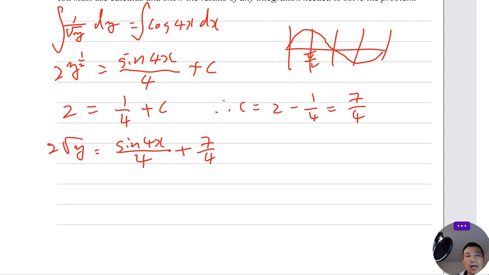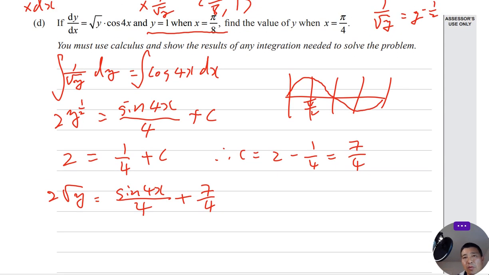Now, finally, we find y when x is pi over 4. So careful, it's not y, it's the square root of y. At the end, we have to work out what y is. So plug pi over 4 into x first, then it makes sine pi. Sine pi is 0, isn't it? So that part becomes 0 plus 7 over 4. So 2 square root of y equals 7 over 4. That means the square root of y equals 7 over 8.